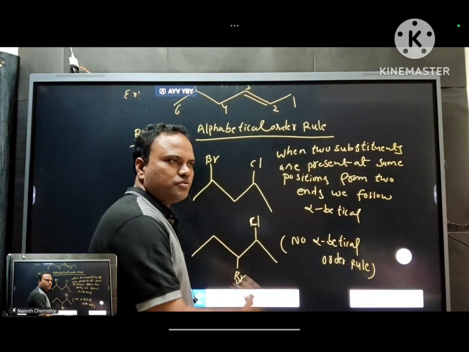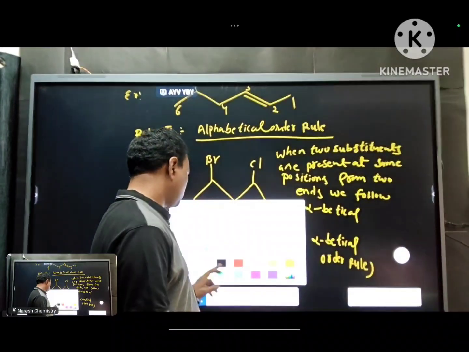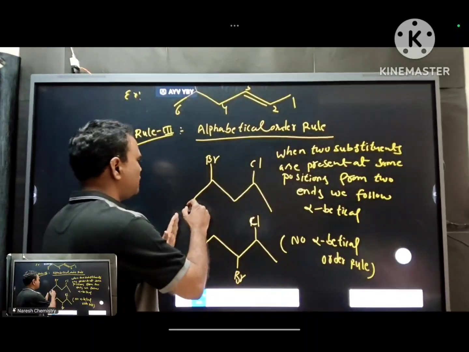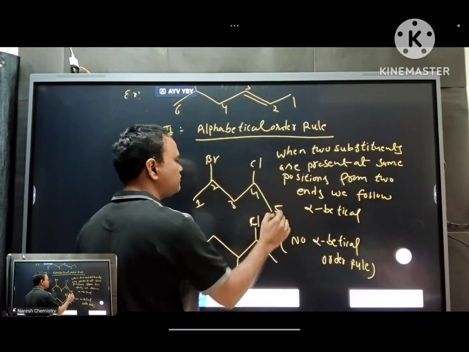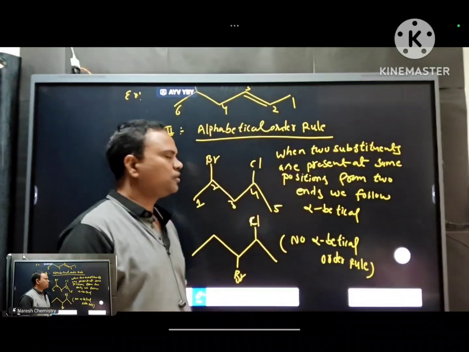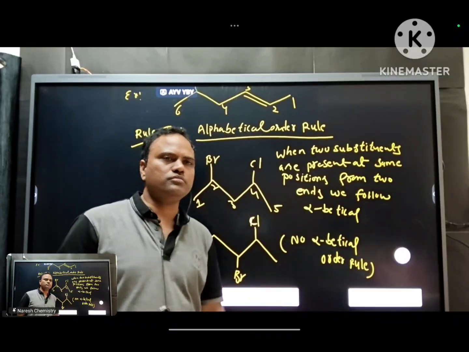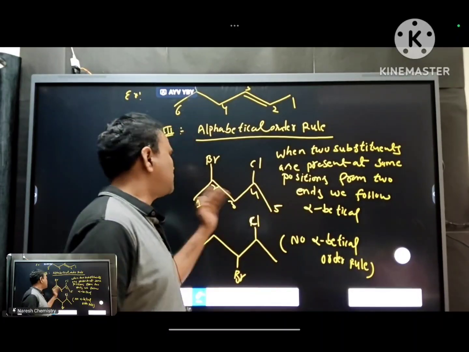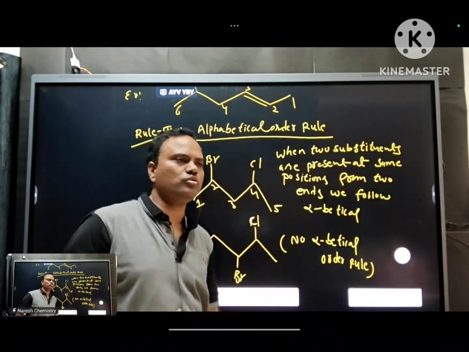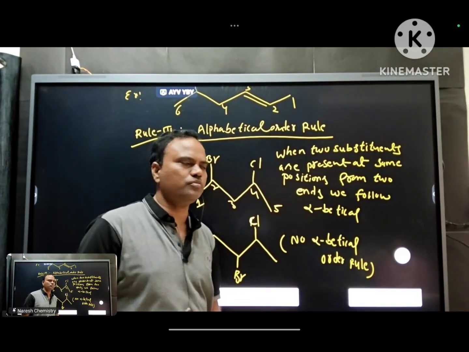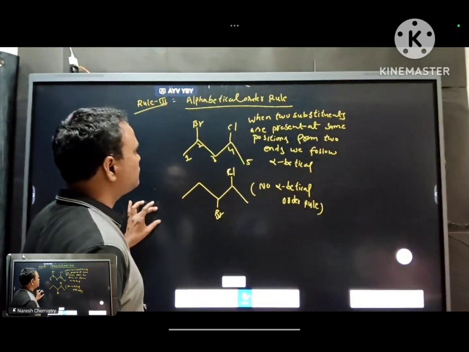So, what is the correct method? Left to right or right to left? Left to right. 1, 2, 3, 4, 5. Because bromine, B letter comes first, alphabetical order. B letter comes first. Chlorine, C comes later. So go like this. What is its name? Bromo. What is its name? Chloro. Which letter comes first? B. Bromo. So go like this. Or in this case also we follow alphabetical order.